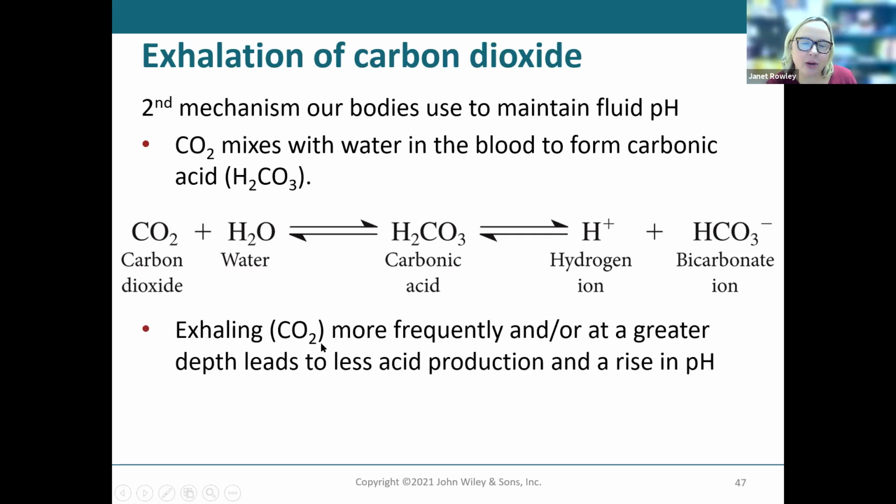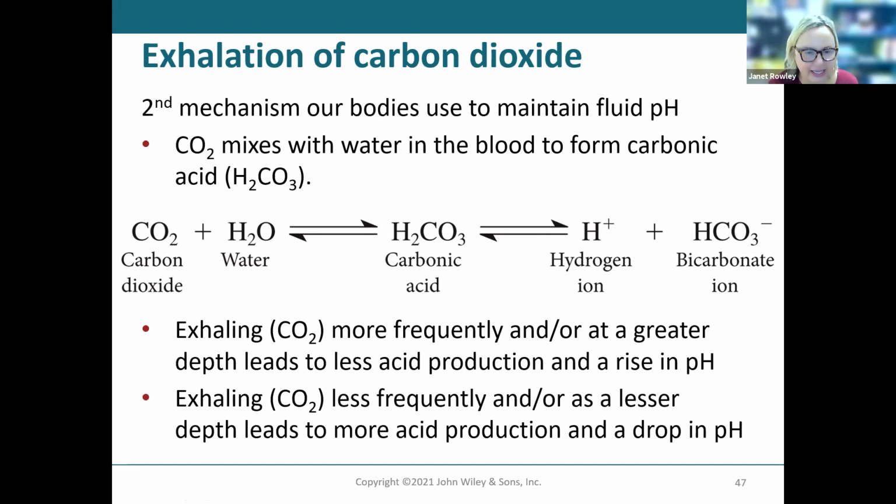When we exhale carbon dioxide more frequently or at a greater depth, it leads to less acid production, and that then causes a rise in pH. Exhaling carbon dioxide less frequently and or at a lesser depth leads to more acid production, and that causes a drop in the pH.